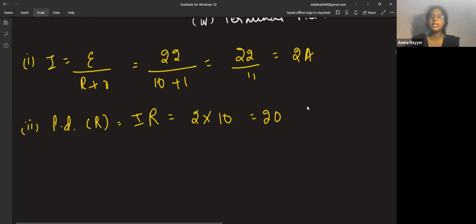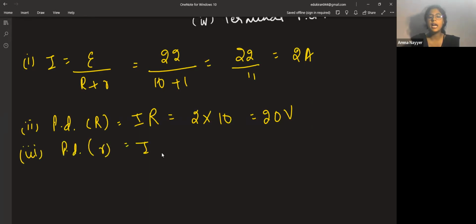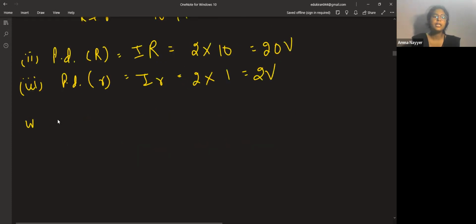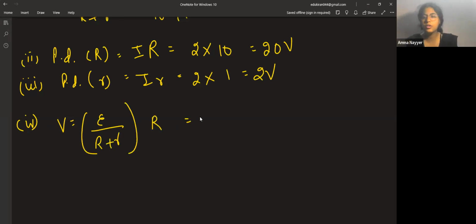This becomes 20 volt. Then the third part is the potential difference across the internal resistor, I into small r. So 2 into 1, which is 2 volts. Last is terminal potential difference. Terminal potential difference is E by R plus r into R, which you can also write. So the answer will be the same, 2 into 10, that is 20 volt.